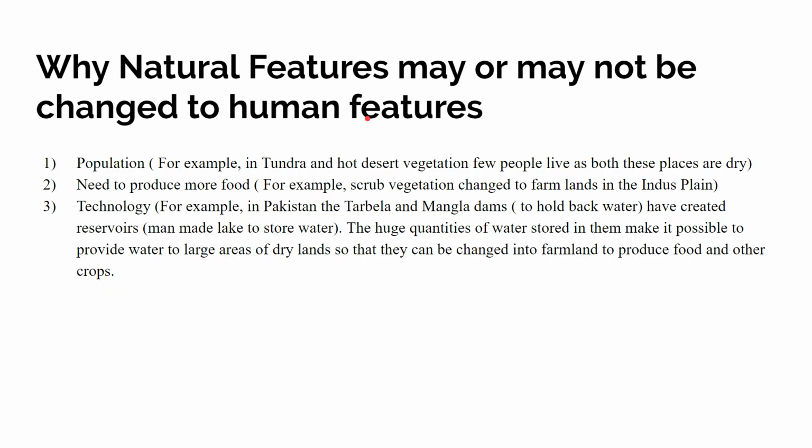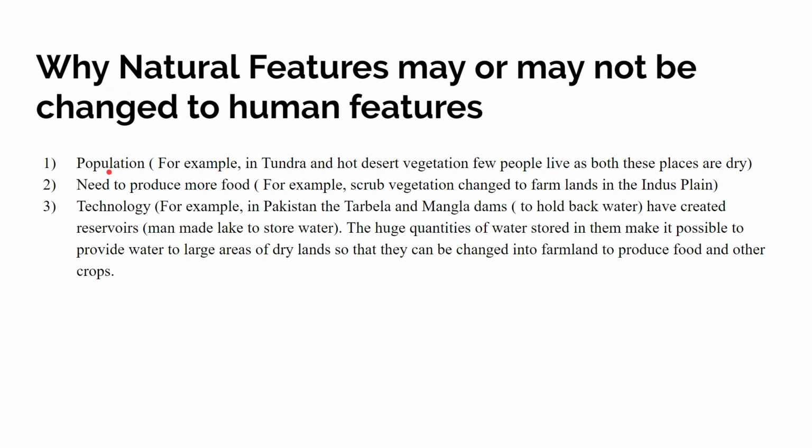Now, why may natural features be changed to human features, or not? Well, have you ever wondered about the tundra vegetation or the hot desert vegetation? These places are not as much changed by human development as the other places. Why do you think there is such a discrepancy? Well, number one is the point of population. In tundra and in the hot desert vegetation, the population is really less, right? So when we have less population, that means you have less demand. So when you have less demand, you try to incorporate fewer changes in that area, right?